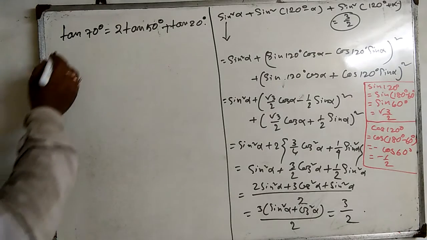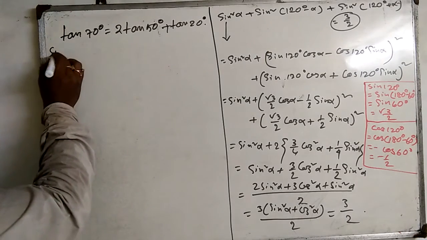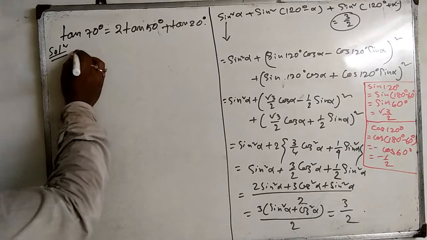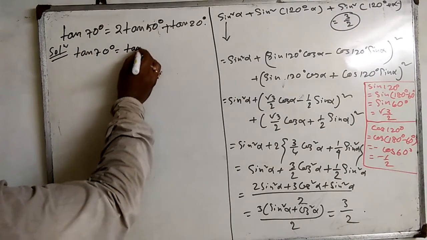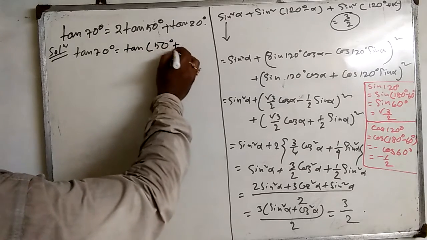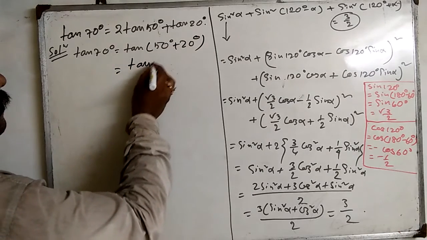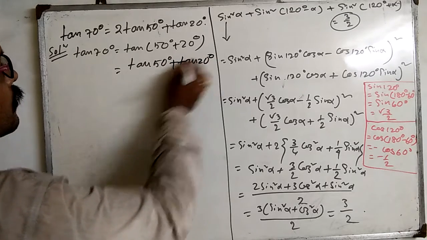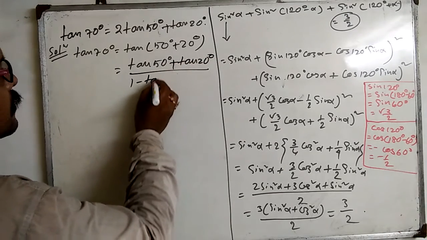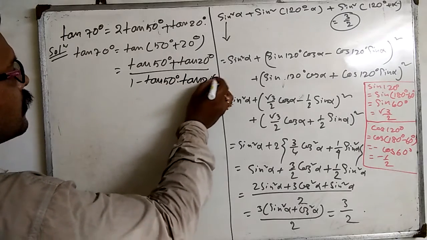Now the next problem. Tan 70 degree equals, you have to prove that. We just start from that. Tan 70 degree equals tan 50 plus 20. We can write, so that is tan 50 plus tan 20 whole divided by 1 minus tan 50 into tan 20.